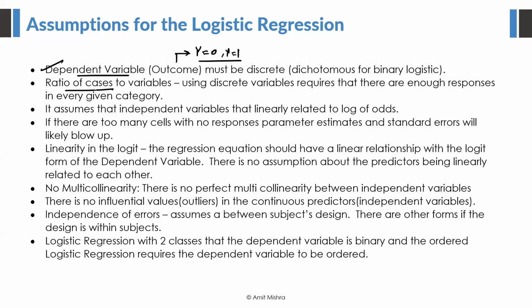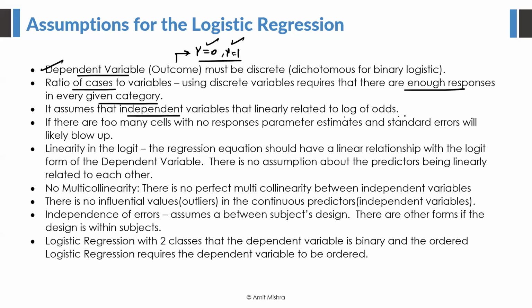Let's talk about the ratio of cases to the variable. Remember that for these discrete responses, that is y equals 0 and y equals 1, logistic regression will only fit better when you have enough samples for every given category. Most preferred is that we should have equal distribution for class 0 and class 1. Both should be equal. This also assumes that the independent variables should be linearly related to the log of odds.